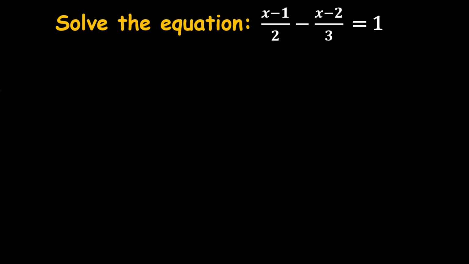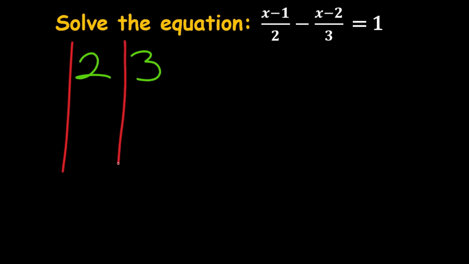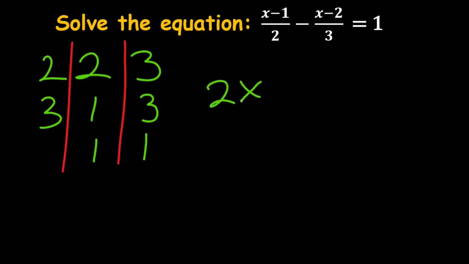Let's solve the given equation. To eliminate the fraction in this equation, we will find the LCM of the denominators. LCM of 2 and 3 will give us, let's divide through by 2. 2 divided by 2 is 1. We bring down 3. Let's divide through again by 3. Bring down 1. 3 divided by 3 is 1. Therefore, LCM of the denominator is 2 times 3, which is equal to 6.